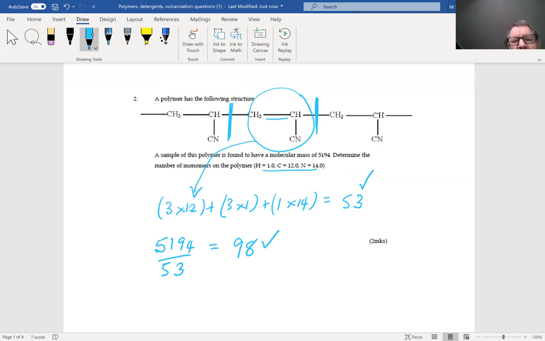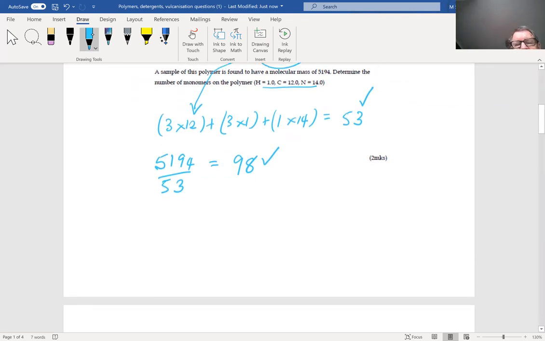So we start by working out what the monomer was, and you're just looking for a repeat unit. So I start anywhere. I could have started over here. It doesn't make any difference. I just go until I find the same thing again. So I start here and I go to there. Oh no, that's the next one. So it's this bit here. Okay. All right, next question.